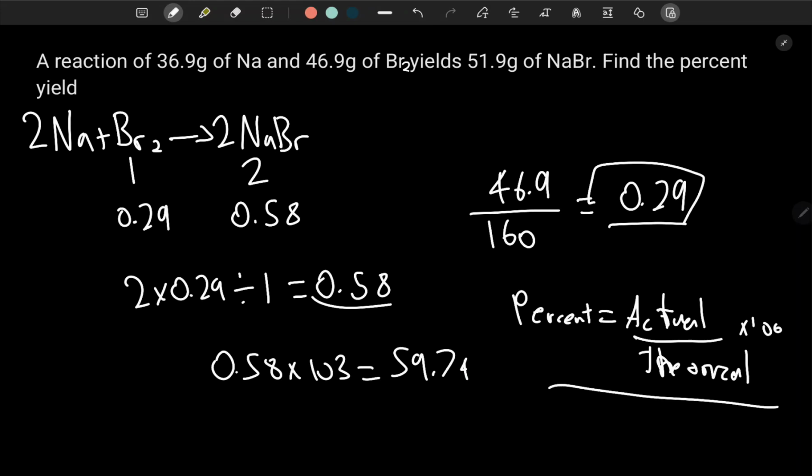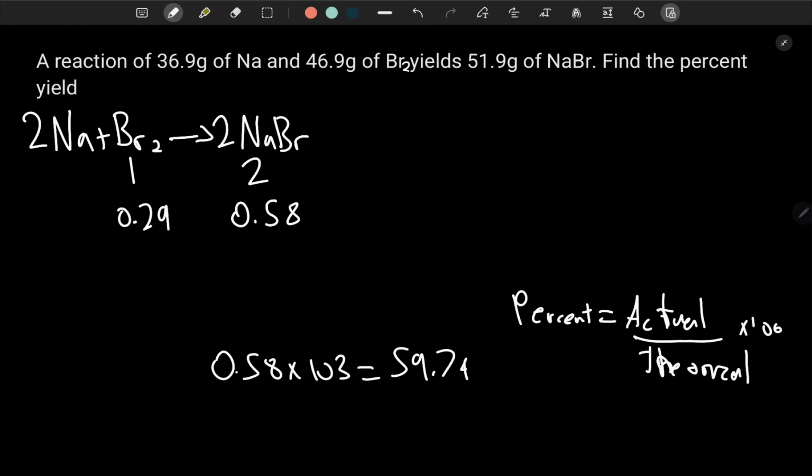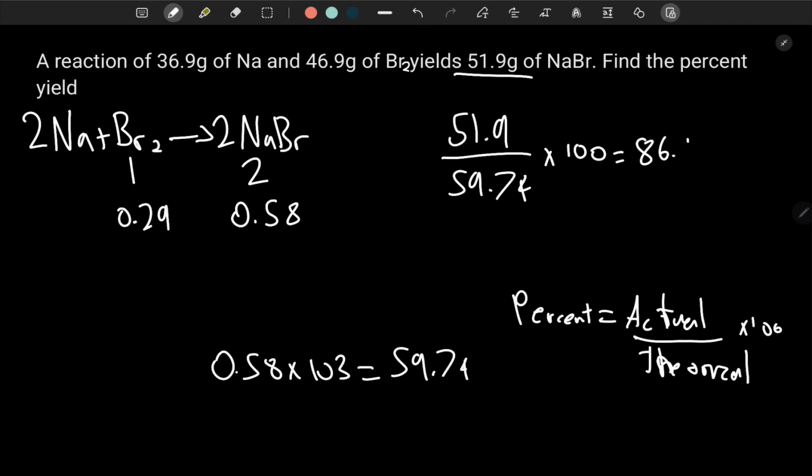Let me just clear my screen. So as mentioned before, the actual is the one always given in the question. So it's going to be 51.9 divided by 59.74 multiplied by 100, and this will give us the answer of 86.94 percent, and that's the final answer.